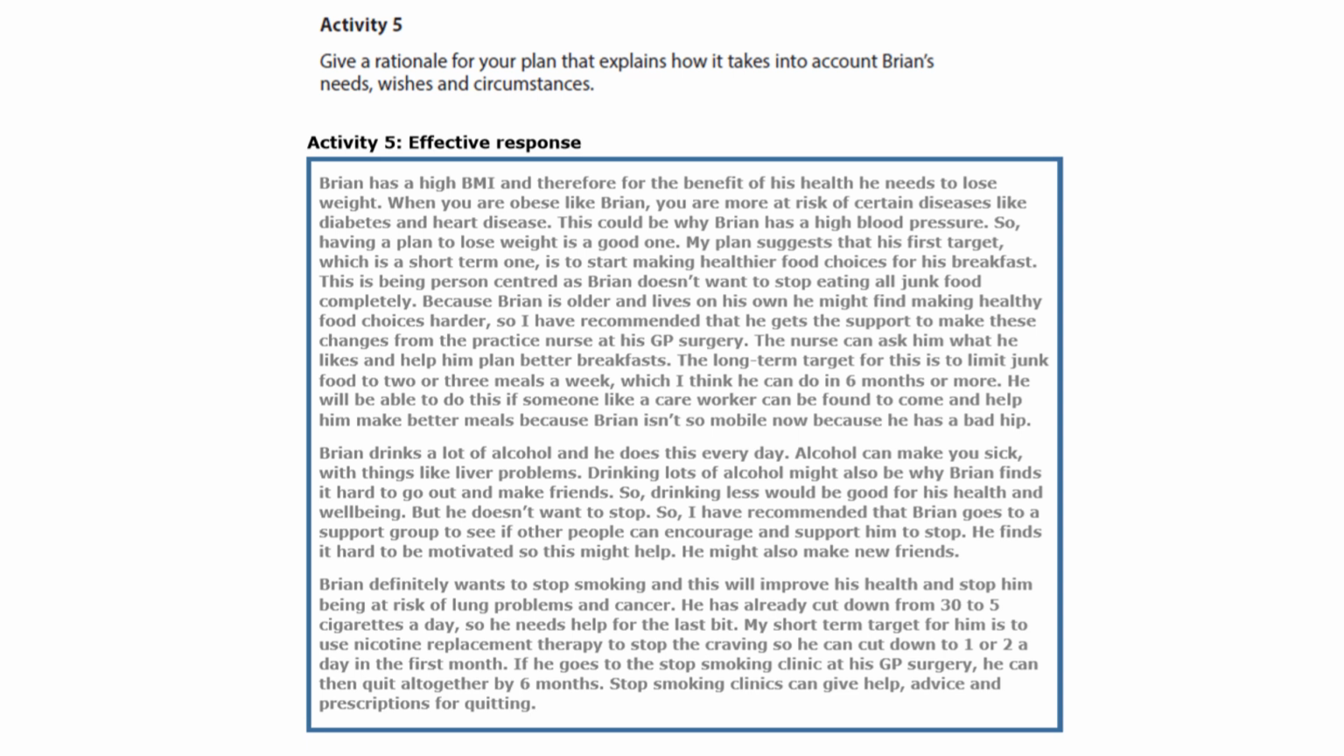It's actually worth stopping the PowerPoint here to have a little look at an example of an effective response to this question. I'll just read a part of it. So Brian has a high BMI and therefore for the benefit of his health, he needs to lose weight. When you're obese like Brian, you're more at risk of certain diseases like diabetes and heart disease. This could be why Brian has a high blood pressure, so having a plan to lose weight is a good one. My plan suggests that his first target, which is a short-term one, is to start making healthier food choices for breakfast. This is being person-centered as Brian doesn't want to stop eating all junk food completely.